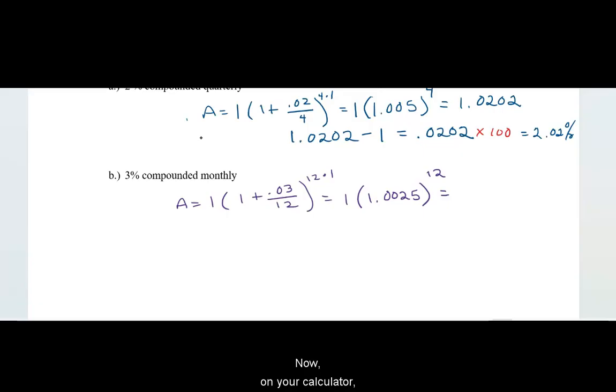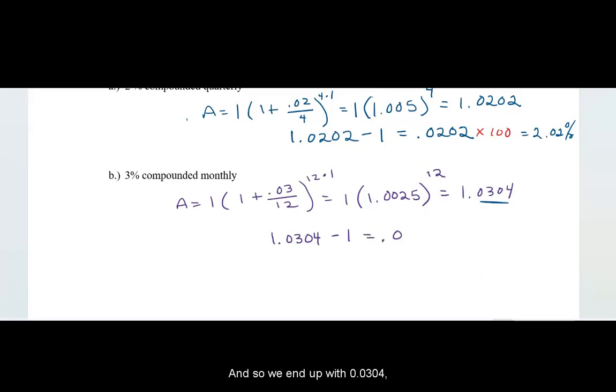Now on your calculator, take that number to the 12th power. And we get 1.0304. Again, we're just rounding to 4 places. And the next step is that you subtract 1 from that. You might see the pattern and think, well, I'm just going to skip that part because I know the answer, and I'll highlight it here. You know the answer is just here, right? But this is just the formality.